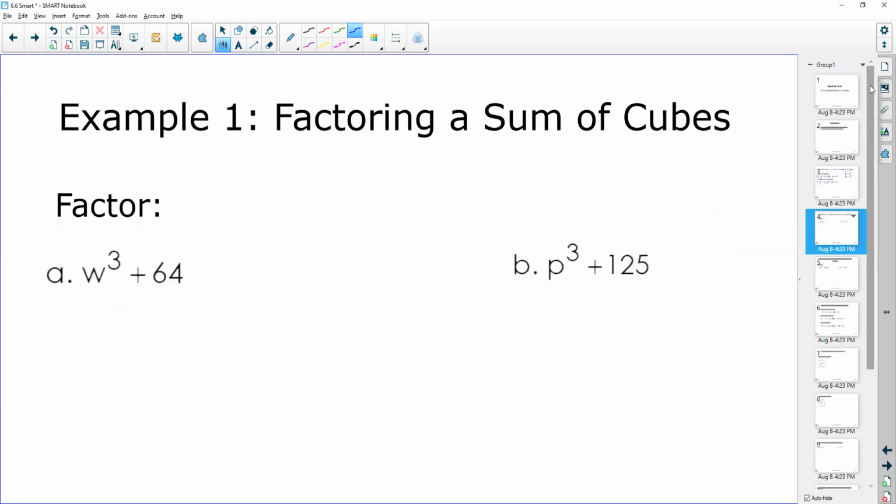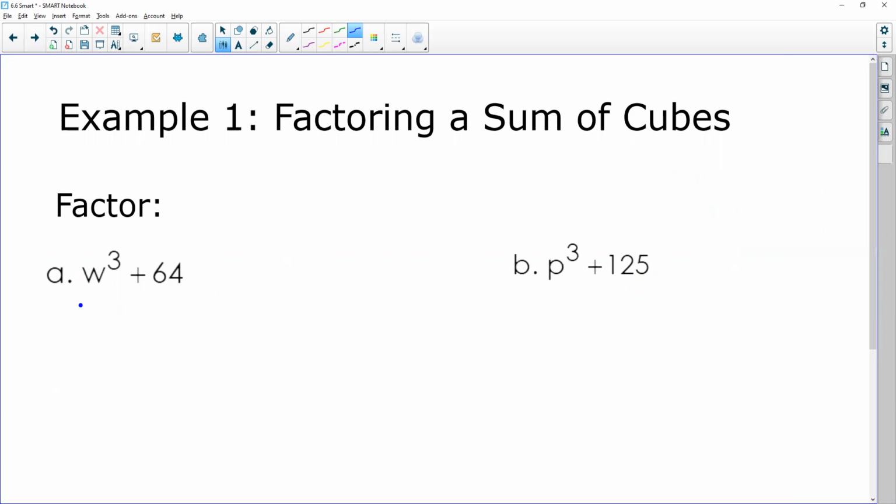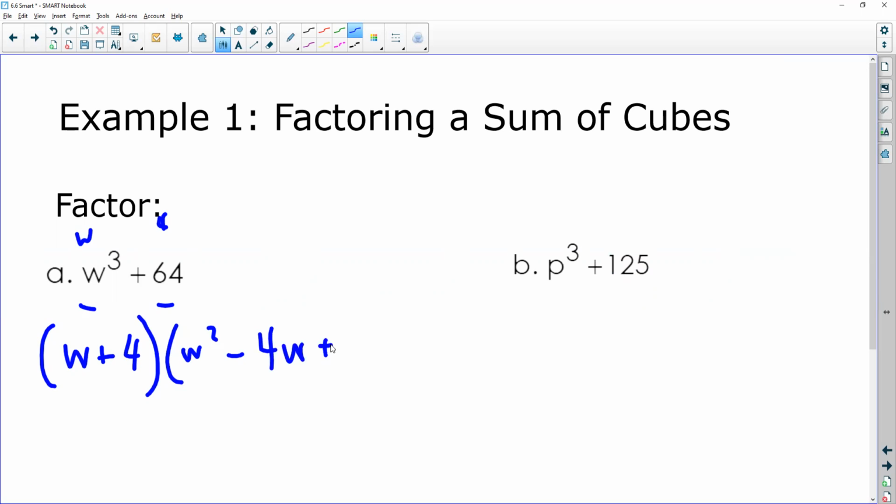So this is a sum of cubes. W cubed is a cube, 64 is the cube of 4. So really I'm going to think about W and 4, and then put it into the format from the previous page. So it's A plus B, so W plus 4, times A squared, which is W squared, minus A times B, which is 4W, plus B squared, 4 squared is 16. And that is done right as it is. It's finished. That's the factored form.